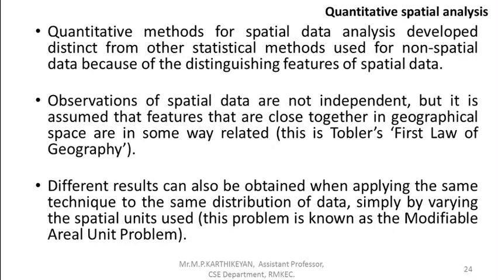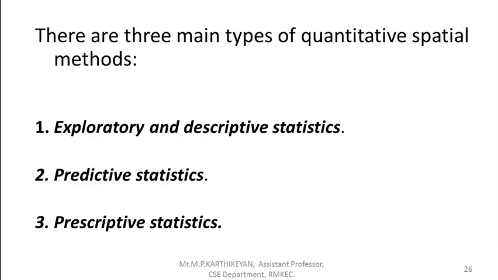In this process there are three main methods available. One is exploratory and descriptive statistics, another is predictive statistics, and another is prescriptive statistics. These are the three methods available in quantitative spatial methods. Students, please take running notes while listening to the class, then and there. It will really be helpful for you.